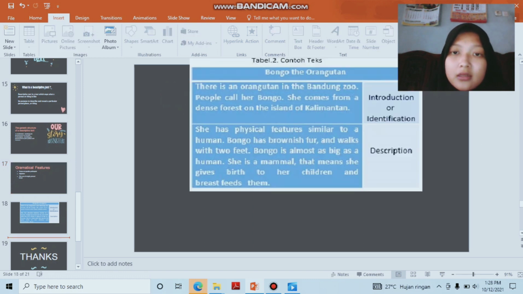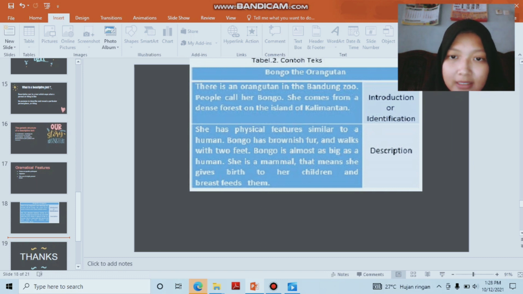Here, the example of descriptive text. Bongo the orangutan. There is an orangutan in the Bandung Zoo. The people call her Bongo. She comes from a dense forest on the island of Kalimantan. This is introduction or identification because it explained who, when, and how.